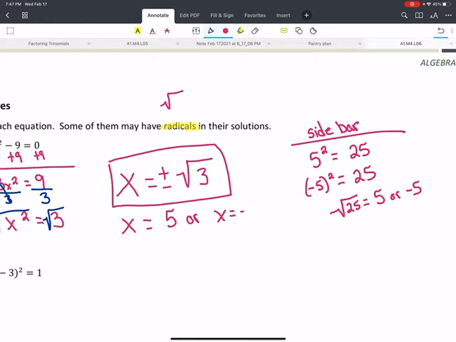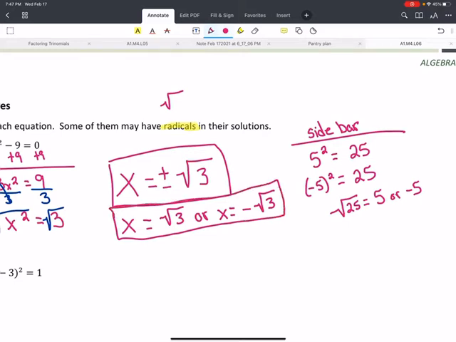Not 5 and negative 5 in this one, is it? My mistake. X equals the square root of 3 or x equals negative square root of 3. And make sure that negative is on the outside of that square root sign. Either way is correct. But generally, we're going to use this top way. Okay? Let's try another one.